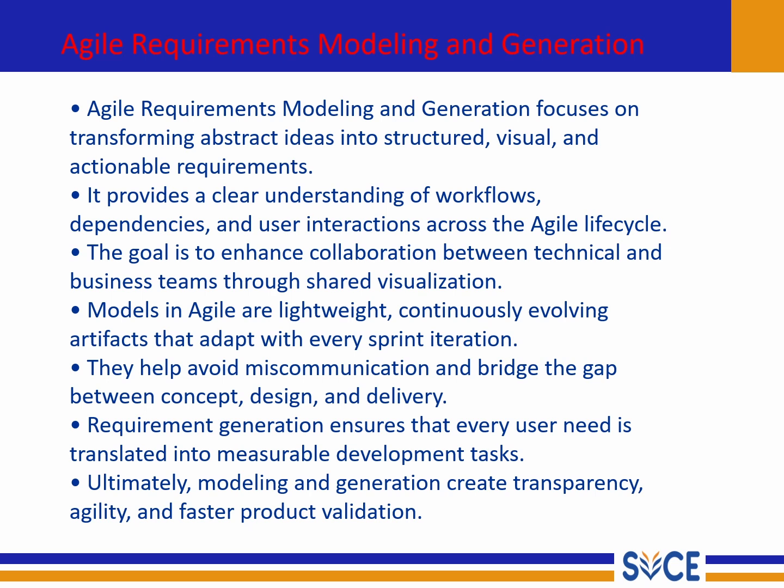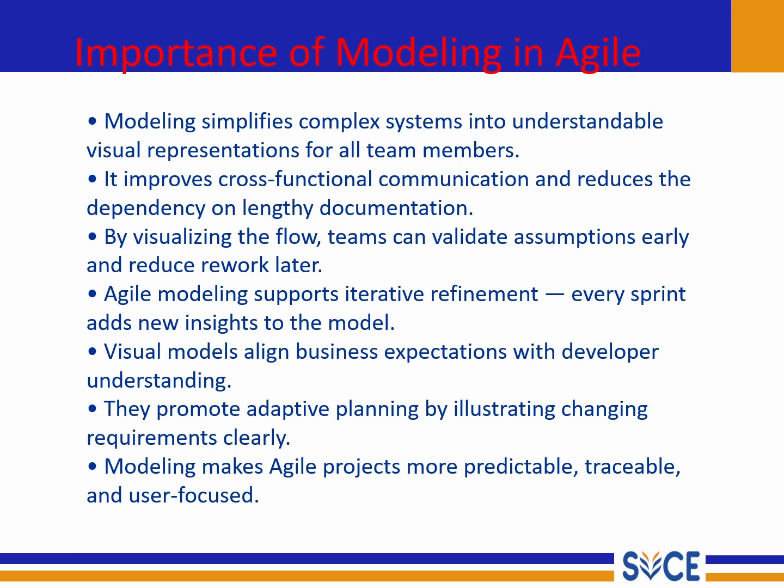Requirement generation ensures that every user need is translated into measurable development tasks. Ultimately, modeling and generation create transparency, agility, and faster product validation. In the next slides, we will see the importance of modeling in Agile. Modeling simplifies complex systems into understandable visual representations for all team members. It improves cross-functional communication and reduces the dependency on lengthy documentation. By visualizing the flow, teams can validate assumptions early and reduce rework later.